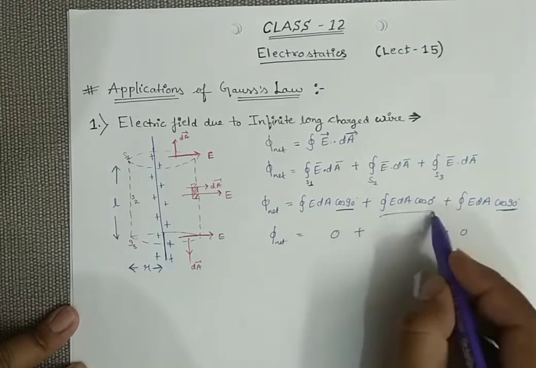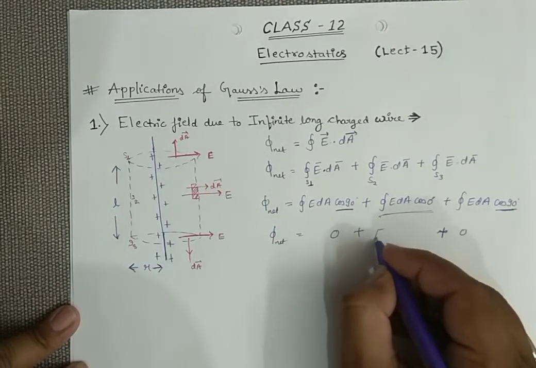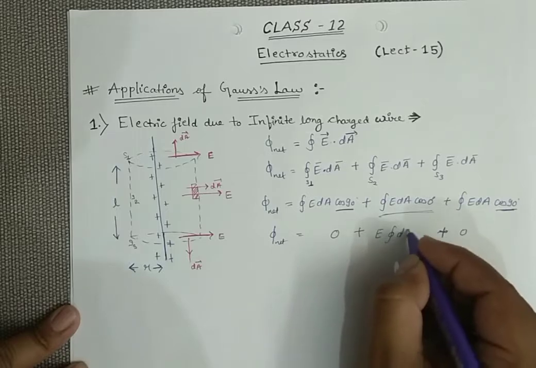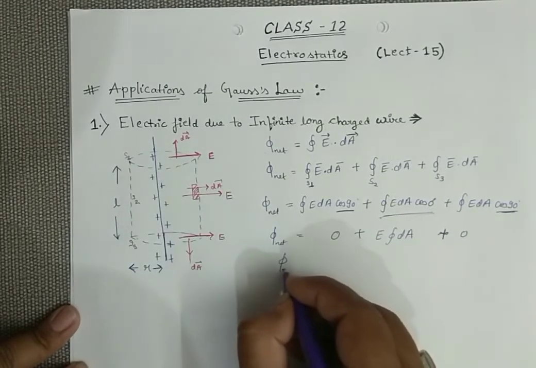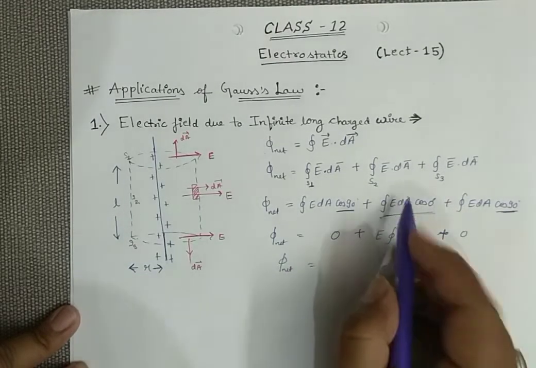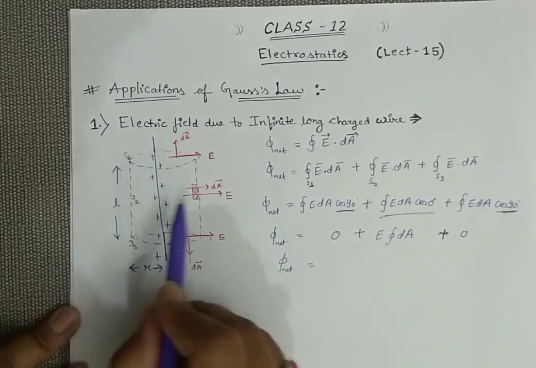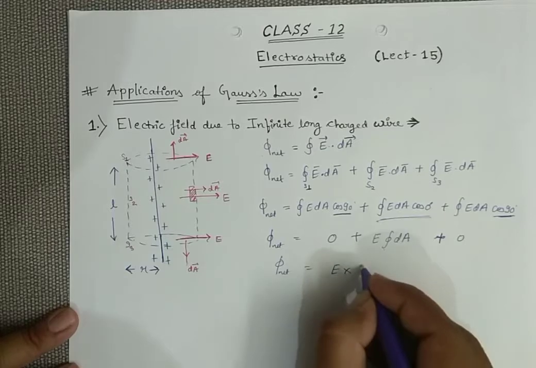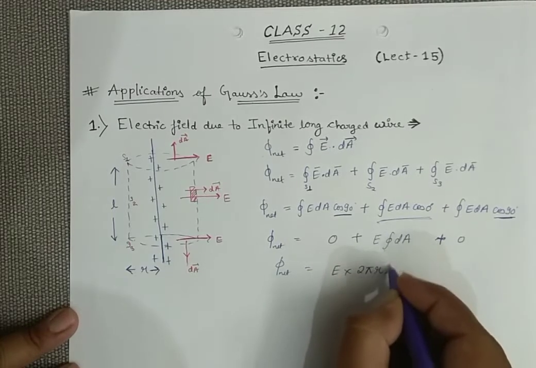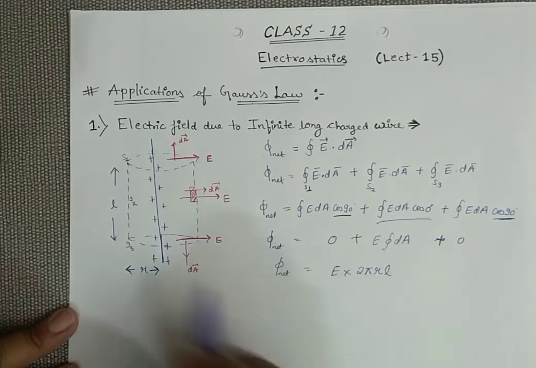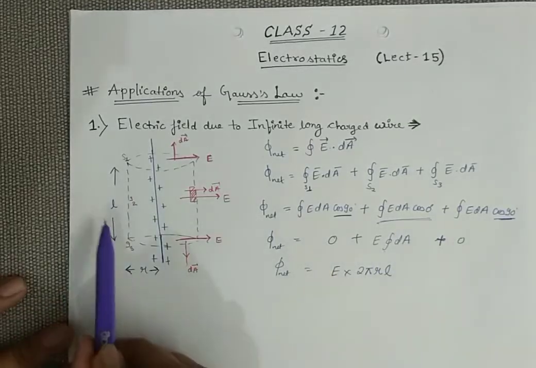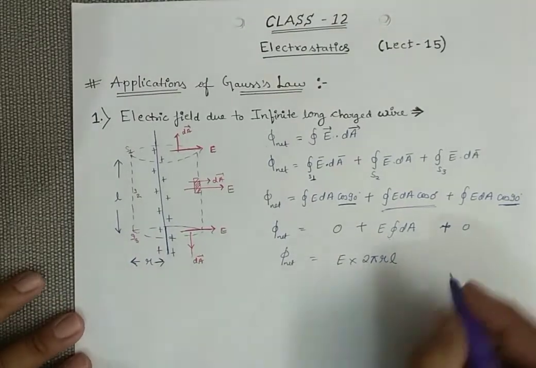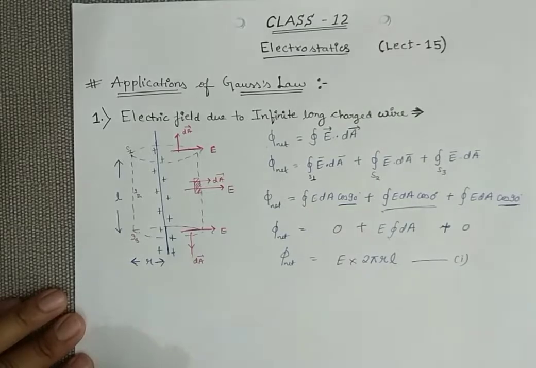We have to just solve this term. Cos 0 is 1, so it will become E times the integration of dA. Now which surface is it? The second surface, and you know the second surface is the curved surface area. If you remember, the curved surface area of a cylinder is 2 pi RL. Sometimes you can also write H if the height of the cylinder is H. We have considered L, so 2 pi RL. So name it equation first.